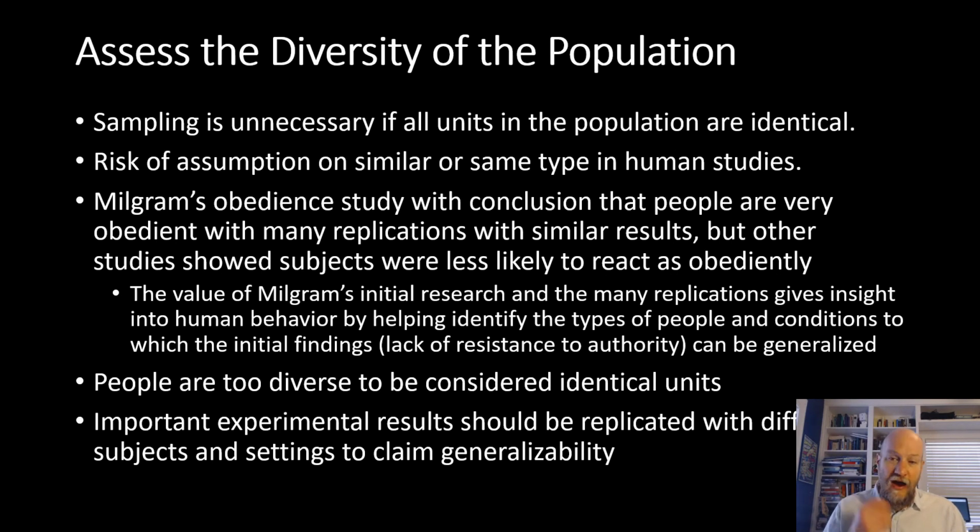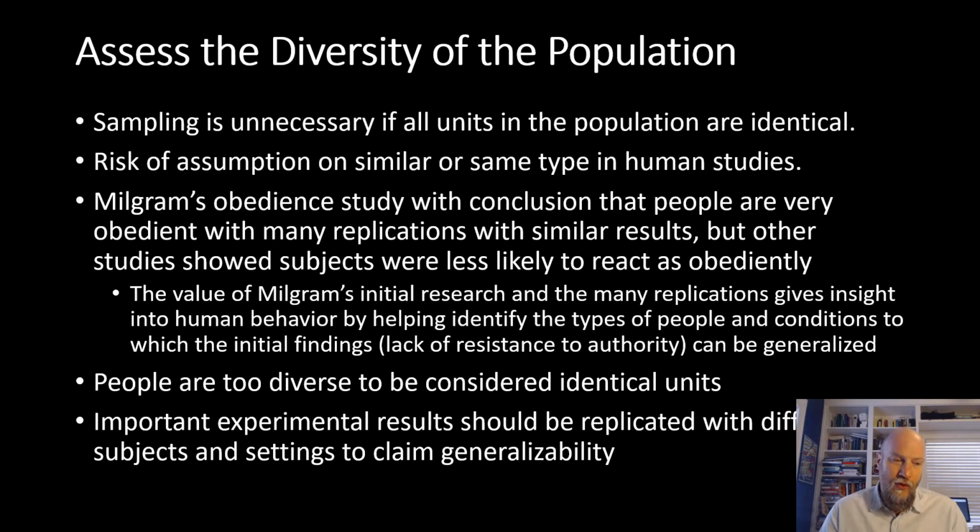So one of the things we have to know when we get started is we have to assess the diversity of the population. If you think about this for a minute, if every unit within the population is identical, if there's no variability, then you don't need to sample, right? Essentially, we assume that with human beings there's diversity of characteristics, right? And we're not all the same.